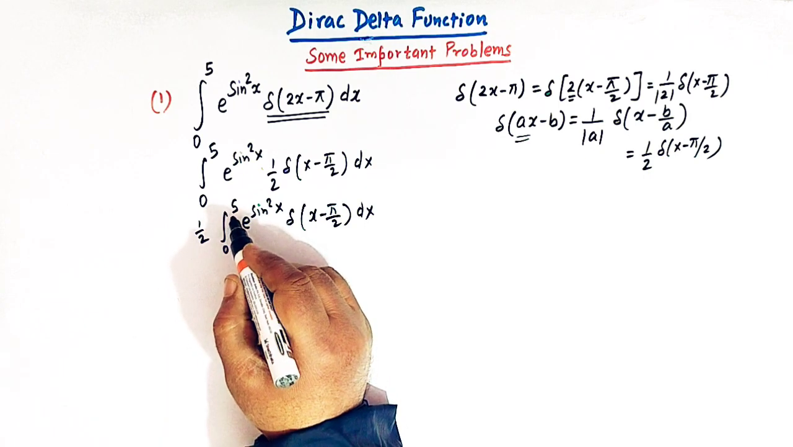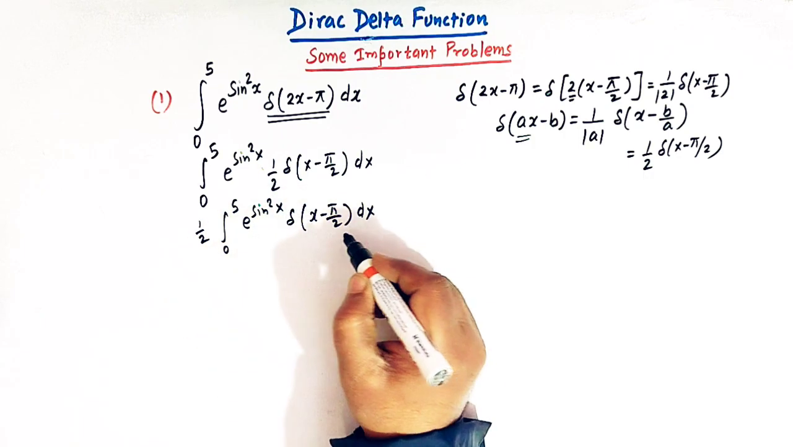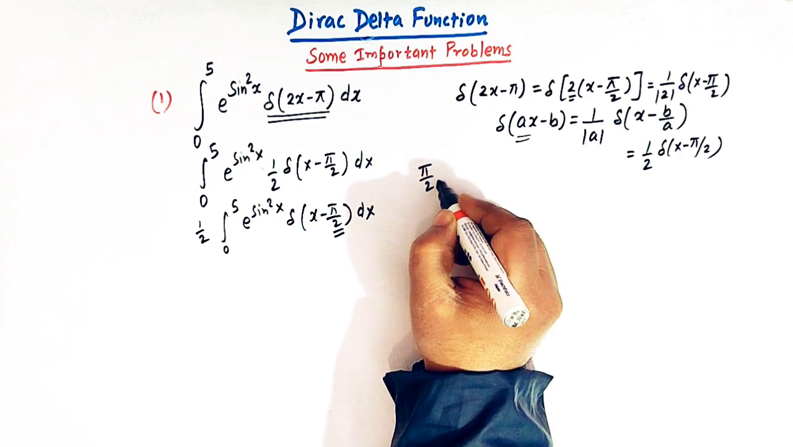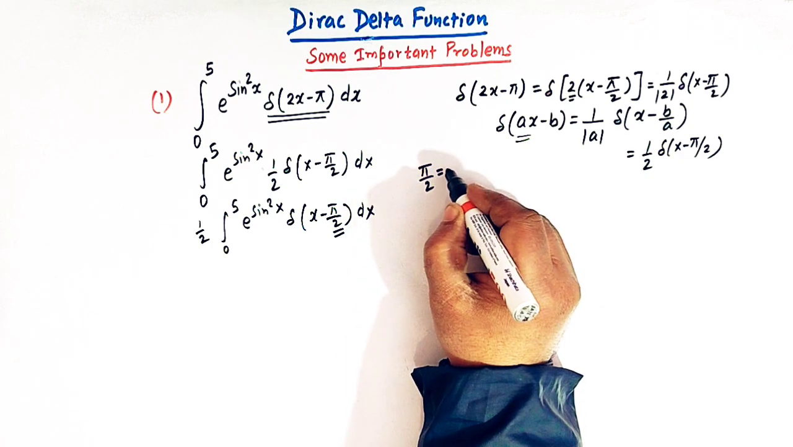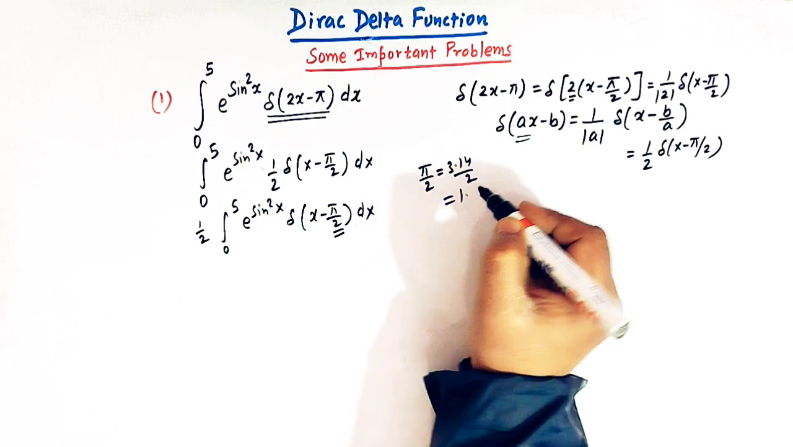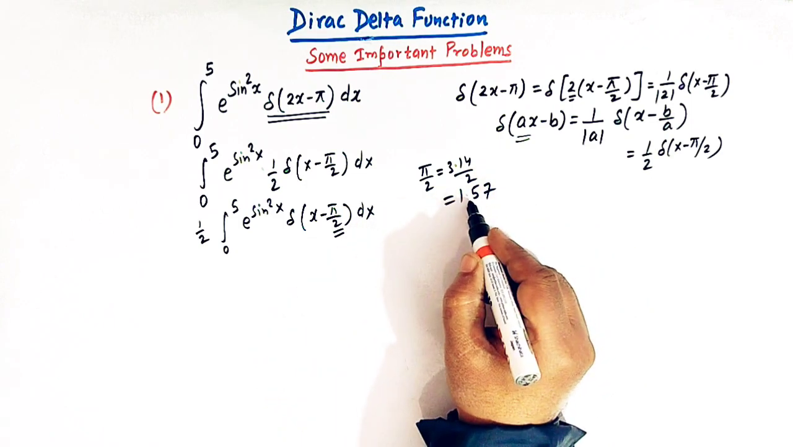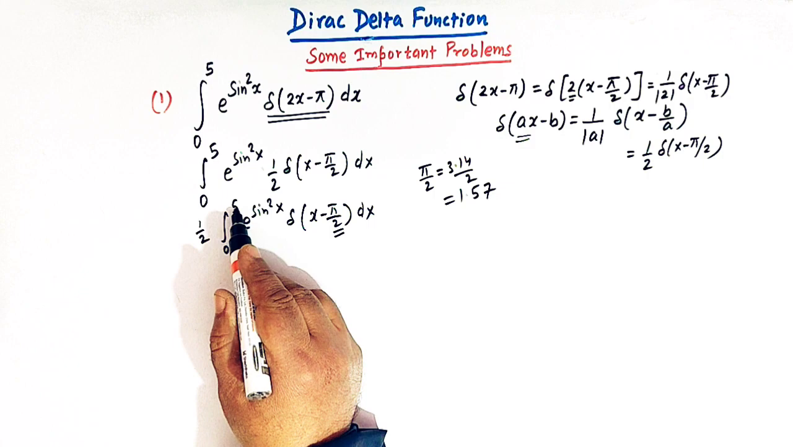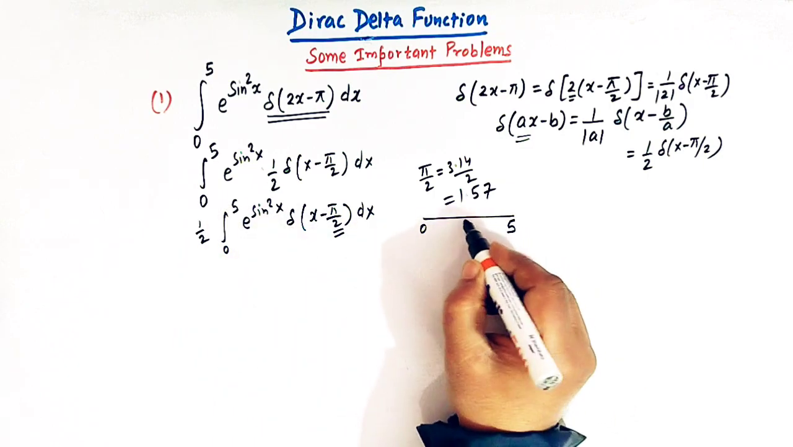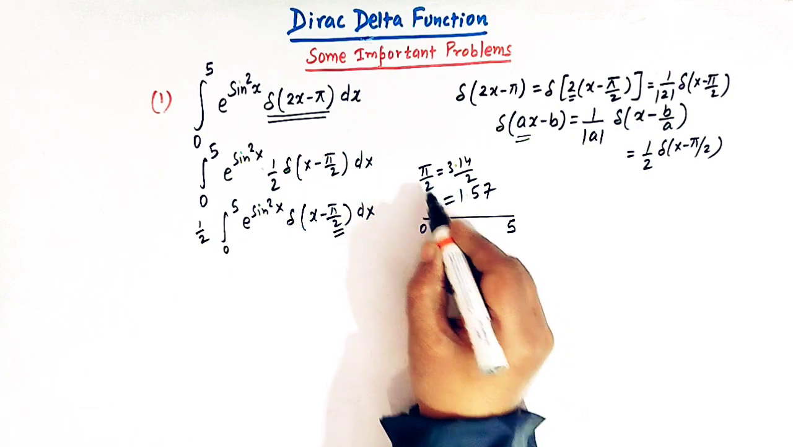Okay, now let us see the limits. Here we have the limits from 0 to 5, and let us see this number, pi by 2. Pi by 2 is approximately equal to 3.14 over 2, that is 1.57, and 1.57 lies between 0 and 5. So here we have 0 and here we have 5, and between 0 and 5 we have the number pi by 2.